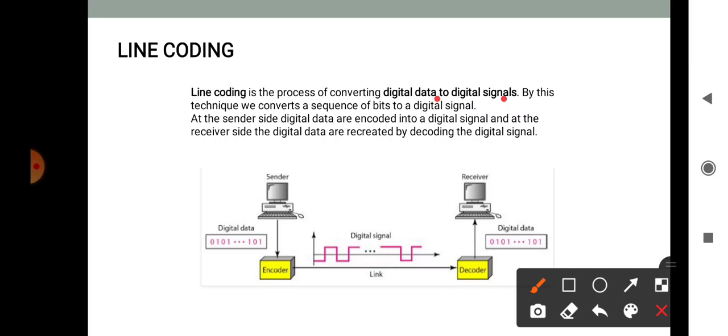See, this is the diagram. Here is the sender, and this is the digital data. Digital data is encoded into the digital signal, and then the digital signal is decoded and converted into digital data again. This is at the receiver side.